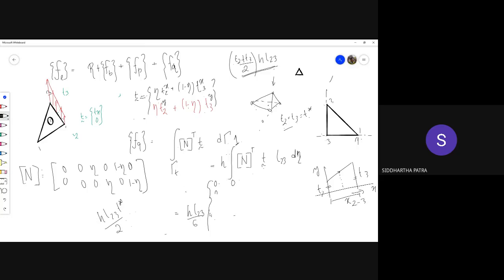This is going to look like something like this: 0, 0, then twice tx2 plus tx3, then twice ty2 plus ty3, then tx2 plus twice tx3, then ty2 plus twice ty3. Okay, so can you think of this to be the result?